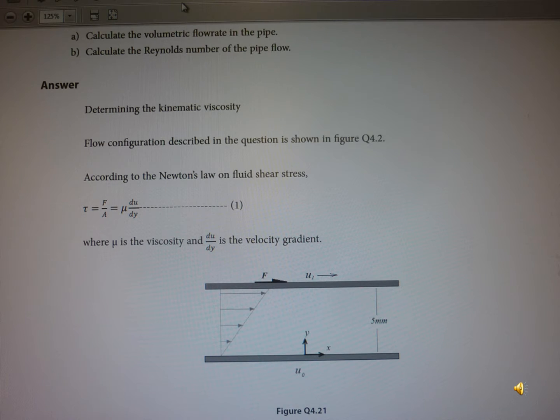We have to calculate the kinematic viscosity, so the flow configuration is described in the equation. In this case, Newton's law of viscosity for fluid shear stress can be calculated: tau equal to F by A, which is mu multiplied by du by dy. Here mu is the viscosity and du by dy is the velocity gradient. So we write this equation down first.